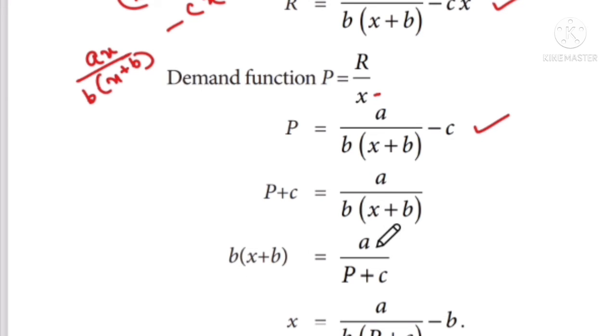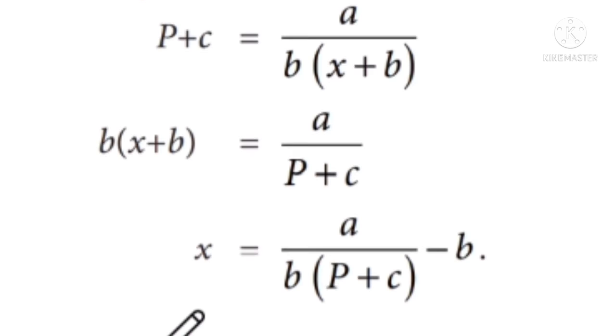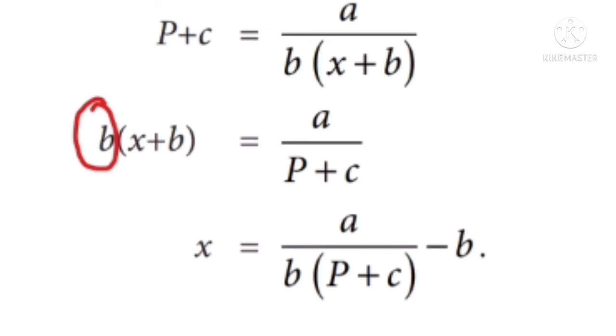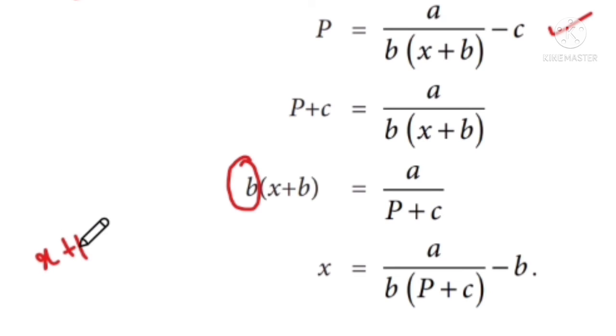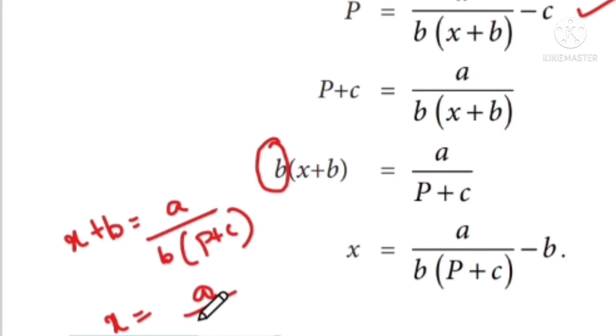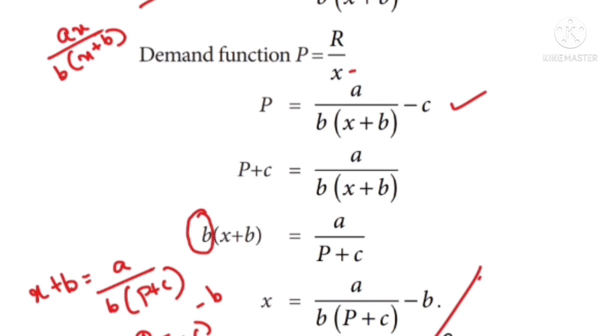So b into x plus b is a by p plus c. First you divide by b. So what happens here? This x plus b is a by b into p plus c. Then you write x, that is a by b, p plus c, plus b will become minus b. So this is the answer. That's what I asked you to prove.